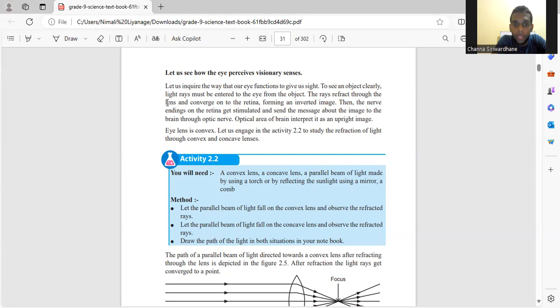Optical area of the brain interprets it as an upright image.